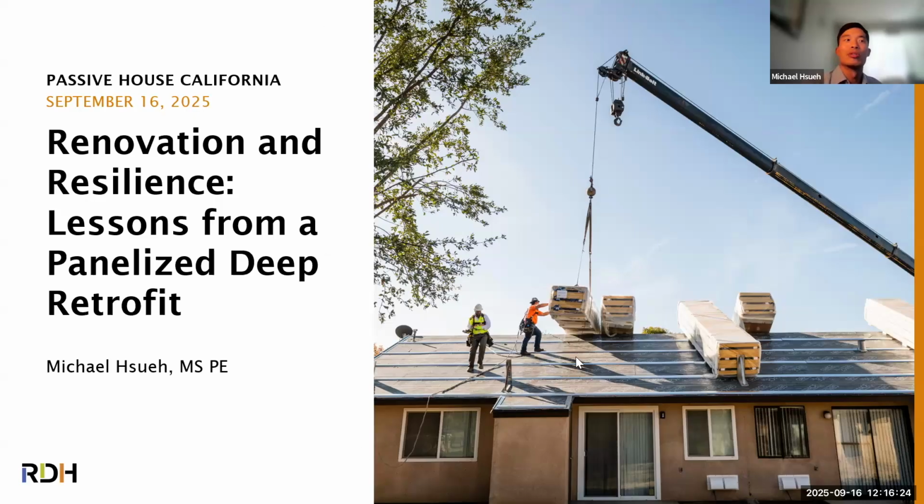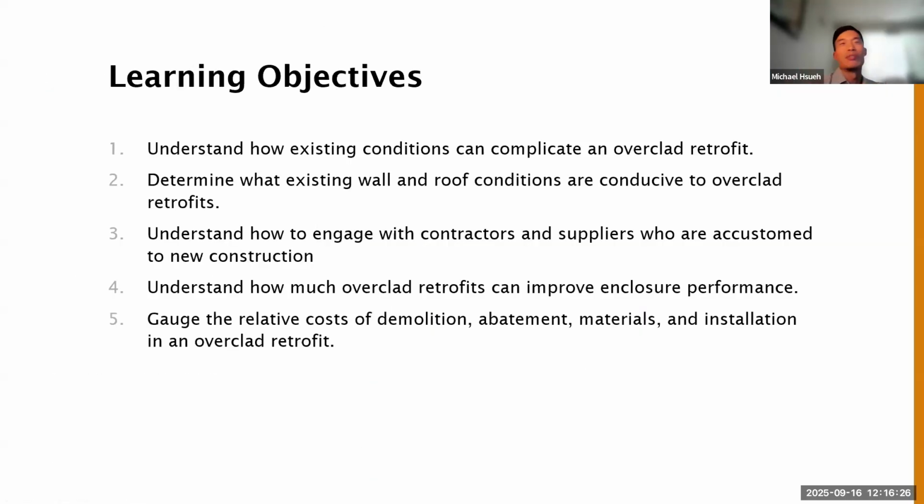So, some learning objectives today. This presentation is very specifically focusing on retrofits. One of the things that stands out for retrofits versus new construction is you're working with what's already there. It may or may not have been designed with the intent to accommodate what you're trying to do. So what are existing conditions? What can complicate it? What existing conditions might make it easier or are an advantage to you?